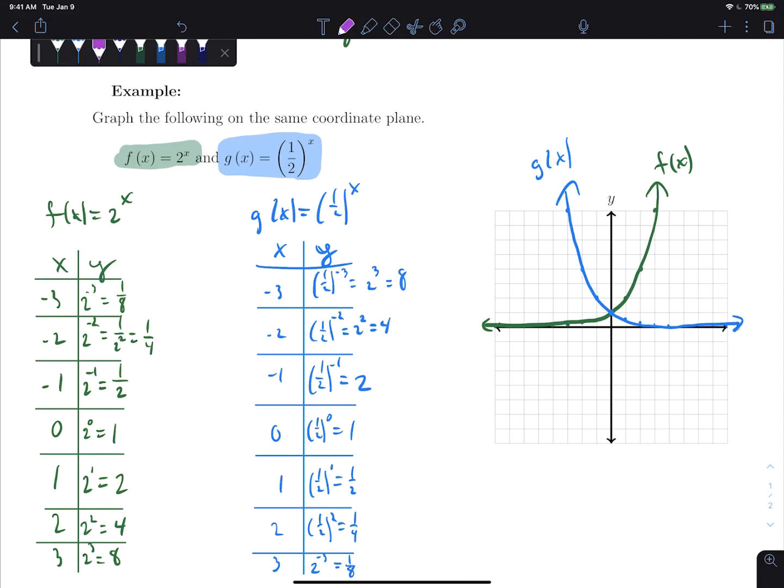Awesome. But here's the thing. Because as the green function goes to the left, it goes towards 0, or as the blue function goes towards the right, it's going towards 0, that gives me a horizontal asymptote of y equals 0. That's very important. All exponential functions are going to have a horizontal asymptote of some sort.